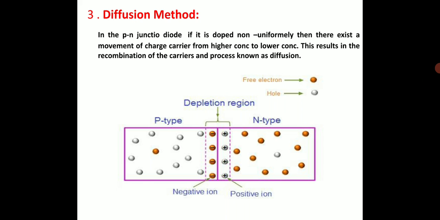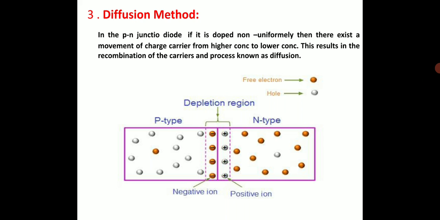What is there in the P region? Holes. And that electron will recombine with the P region, and those P type holes diffuse into the N region. That's why there is accumulation of charge carriers, holes or positive ions, in the N region, and accumulation of electron charge in the P region. Let's see the diagram. The accumulation of electron charge in the P region and accumulation of holes in the N region.